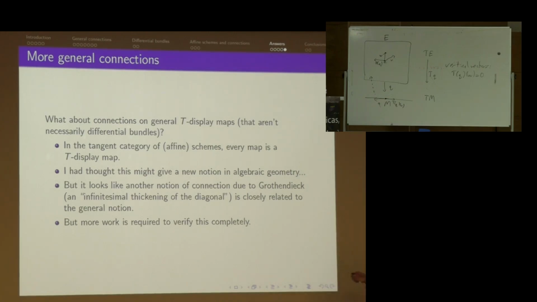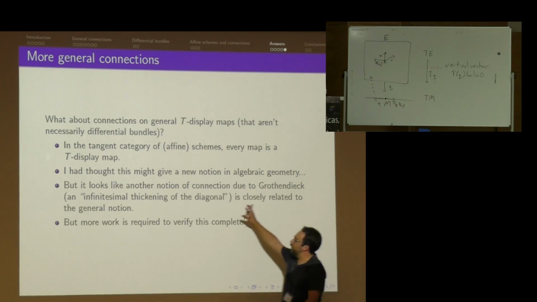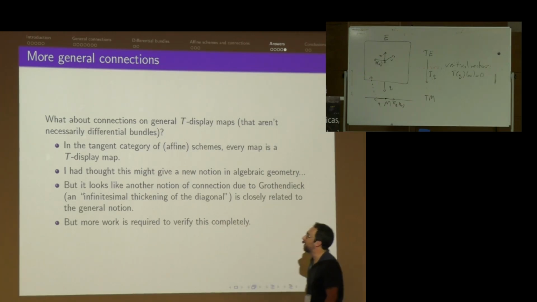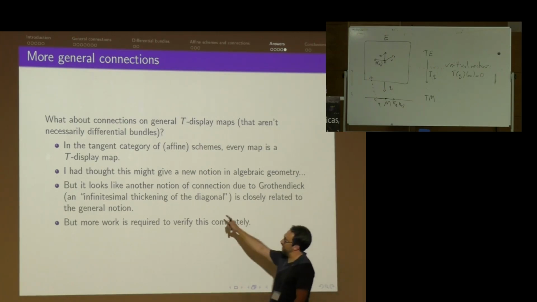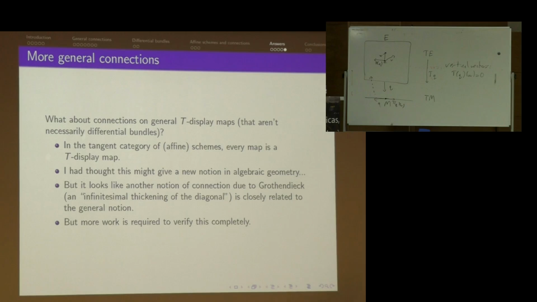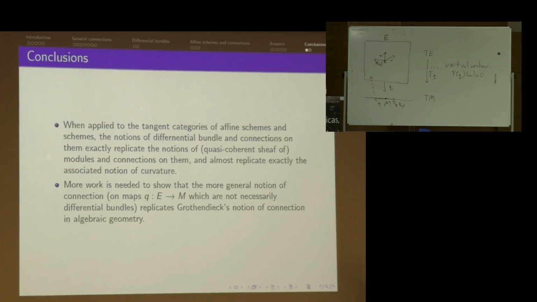And after looking at it a bit with Marcello and Geoff Boyce, it looks like they are very similar. You can do some more work to show that they are in fact the same, but I'm reasonably confident they're very closely related as well. So Grothendieck's notion of general connection should be what we get from this general notion over here. But more work to do on that.